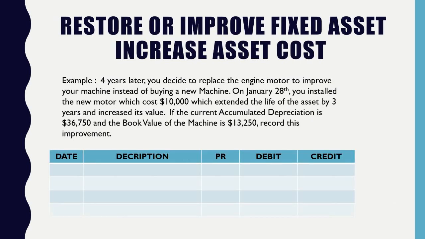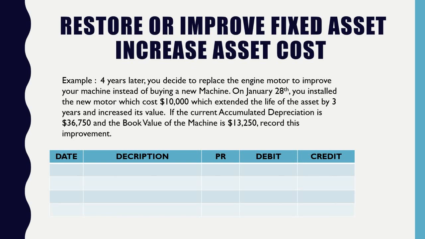I can also do a second method if I don't want to increase my book value. Let's say I want to increase the asset cost instead. So this is the second method. Right? First one was increasing the book value. Second one is increasing the asset cost. So you got the same exact scenario.